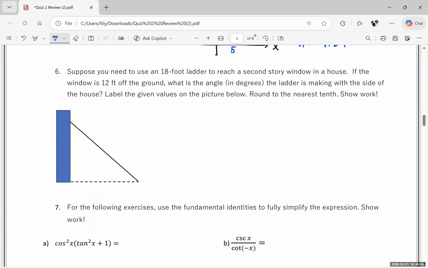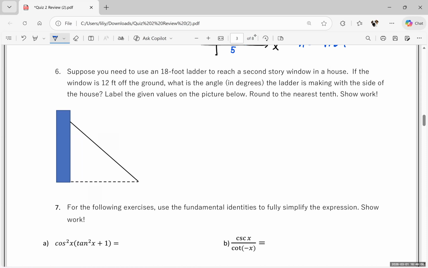Okay, ladder question. Suppose you have an 18-foot ladder to reach a second-story window in the house. If the window is 12 feet off the ground, what is the angle in degrees that the ladder is making with the side of the house?